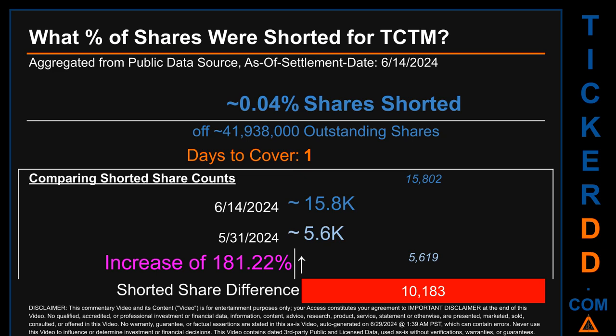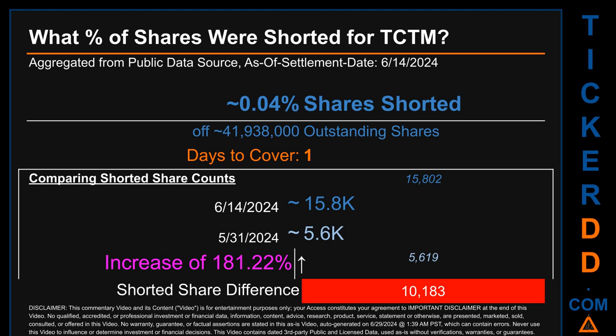What percentage of shares were shorted for TCTM for the 2-week period ending on settlement date, June 14, 2024? About 15.8 thousand shares of TCTM were shorted out of a total of approximately 41.9 million outstanding shares. Therefore, for TCTM, based on as-is discovered public data when this video was generated, the ticker has a short interest of roughly 0.04%, which I got by taking the number of shorted shares and dividing it by the number of outstanding shares to get the percentage value. Days to cover is 1.